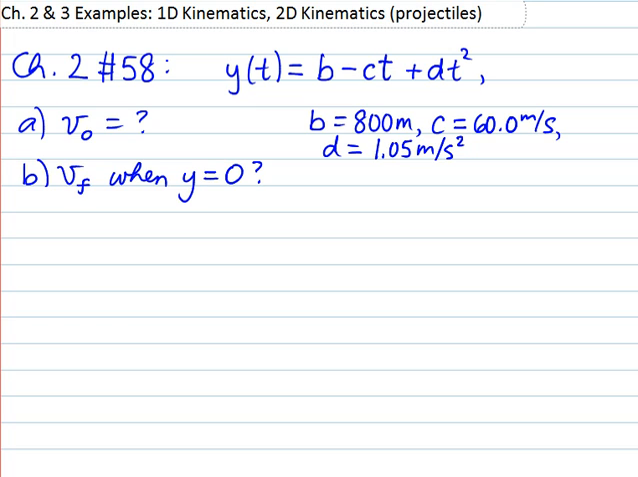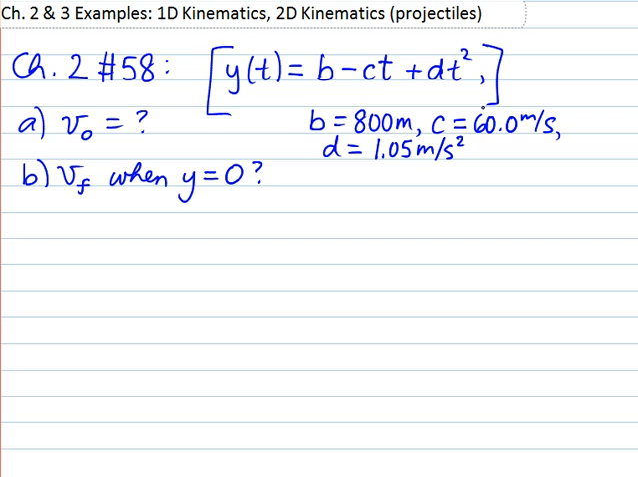So we're given that a spacecraft above the surface of a planet has a height as a function of time given by this expression here. y of t is equal to b minus ct plus dt squared. And so we're given values for b, c, and d as shown. And we're trying to find in part A the initial velocity of the spacecraft.